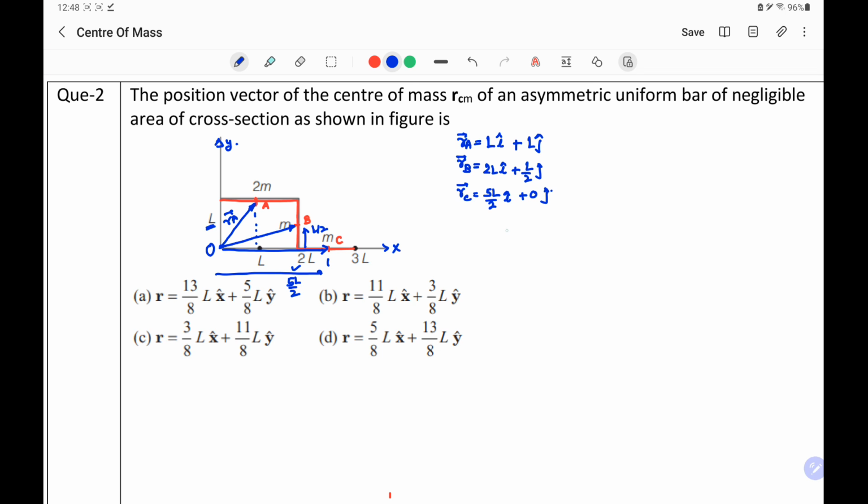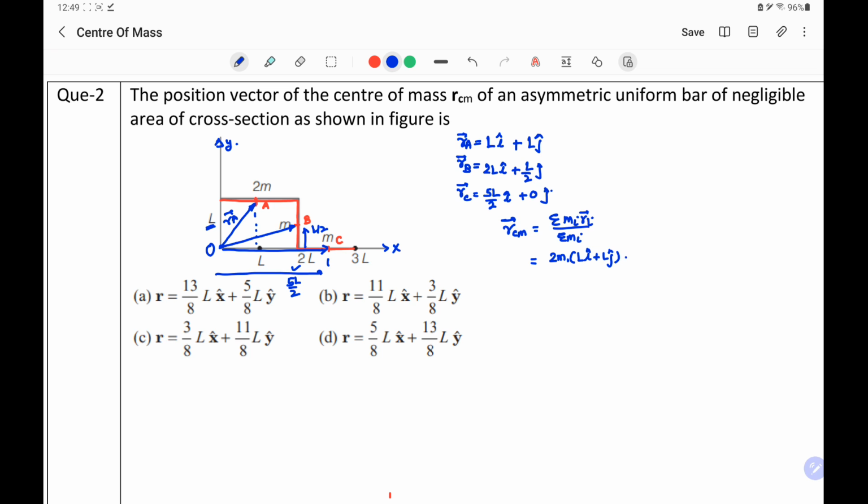Now we have to find the center of mass. So the position vector of the center of mass will be equal to summation of mi into ri divided by summation mi, and substituting the values we will have m1, which has the mass 2m. Its position vector is Li plus Lj.